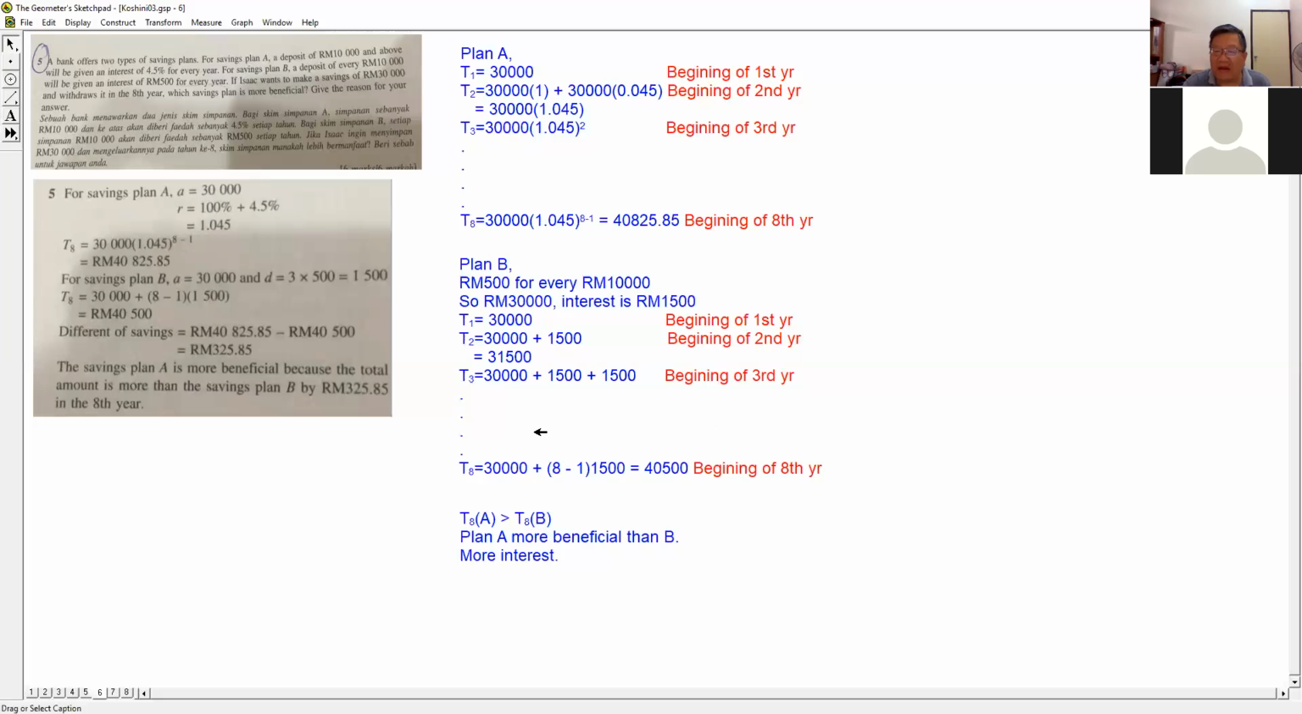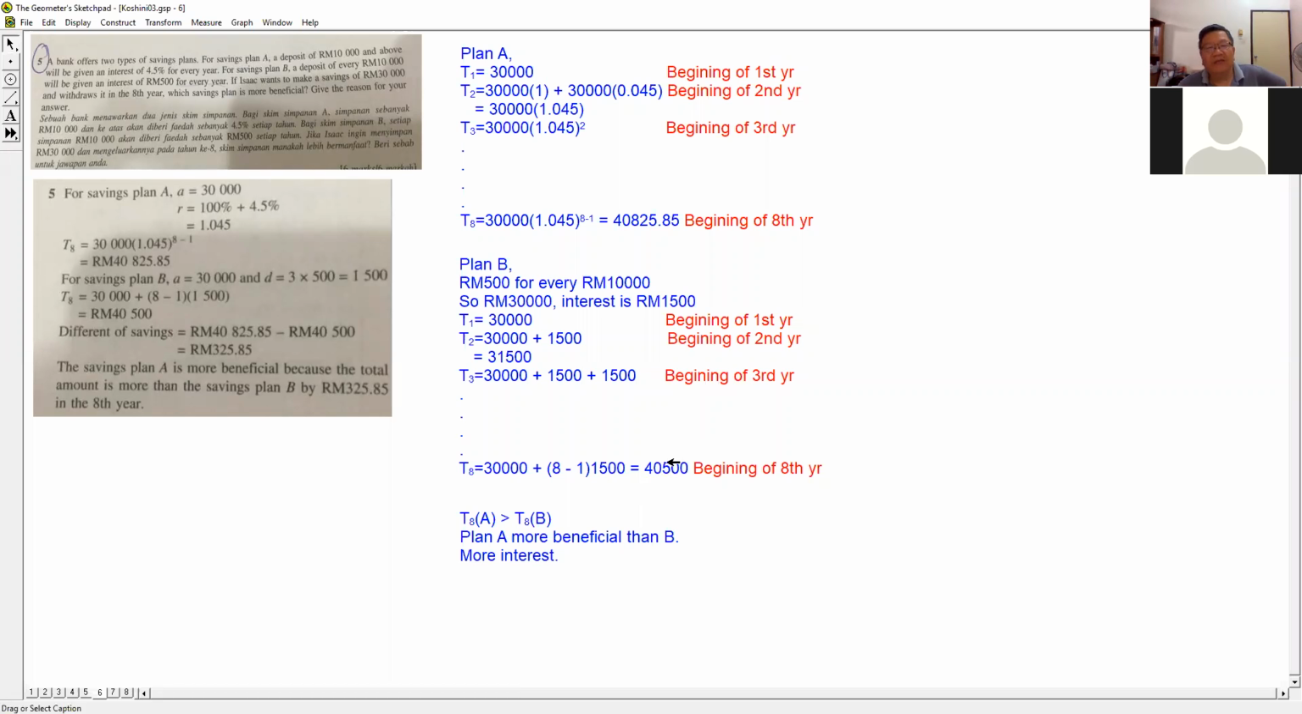Now, luckily they ask you the 8th year. If they ask you the 9th year, then it will be different. You know why? Because during the 8th year, you have 40,500, so your interest for the 8th year will not be 1,500. It will be 2,000. So from the 8th year, during the 9th year, during the 10th year, and so on, for every completed year, if you have completed the 8th year, then your interest will be 2,000. If you have completed the 9th year, your interest will still be 2,000, because now your principal has increased to more than 40,000. So this is a bit tricky. Luckily they ask you the 8th year. If they ask you the 9th year, you cannot trick already.